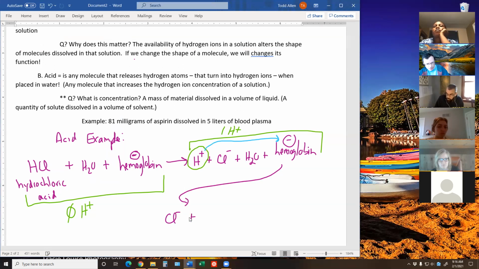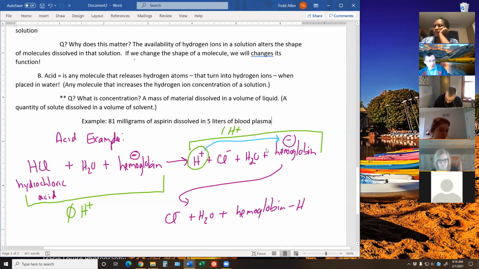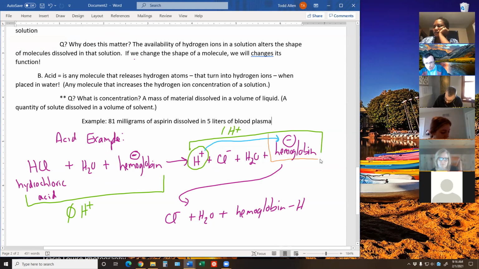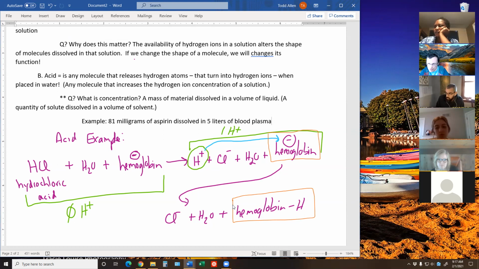Cl minus plus water plus hemoglobin with a hydrogen atom attached. And what I'm trying to point out to you is the following. The hemoglobin with the minus charge and the hemoglobin with the hydrogen atom might seem like they are the same thing, but they are not. They are similar things, but similar is not identical. And what I'm trying to get you to see is that these two forms of hemoglobin have different shapes.